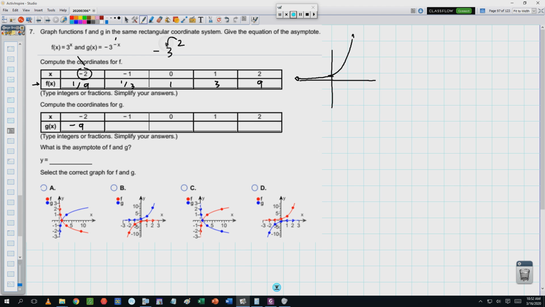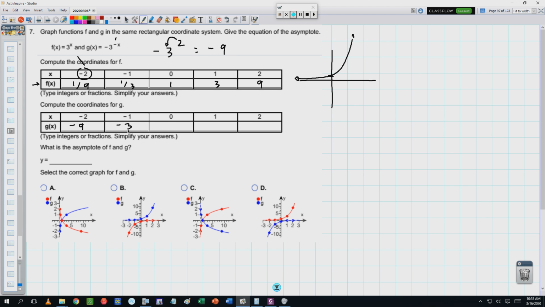Powers only affect what they touch. So it's not going to be positive 3. The negative is not being touched by the power, so negative 9. A negative 1 goes in, which makes that a positive 1. Negative 3 to the positive 1 will be negative 3.